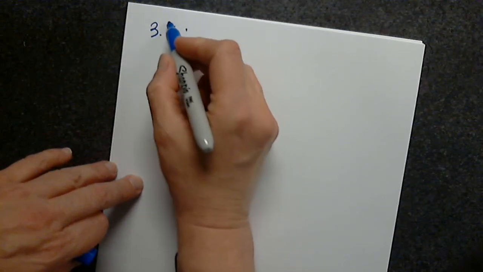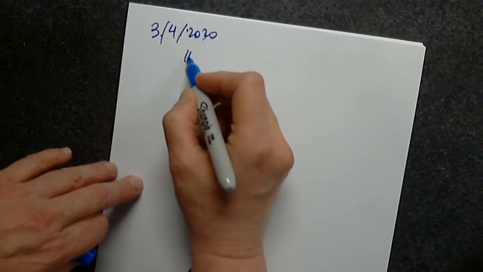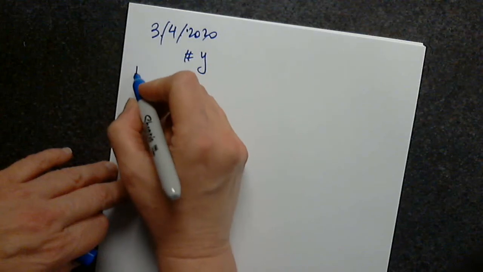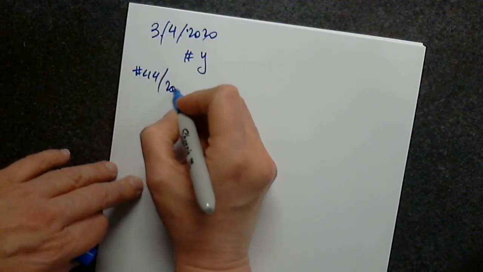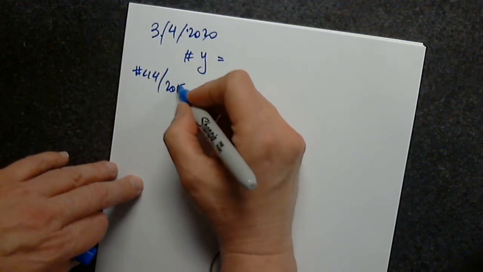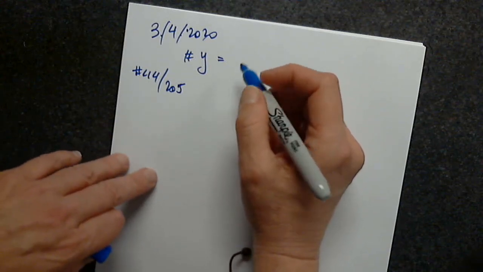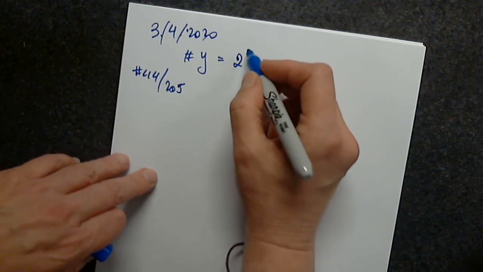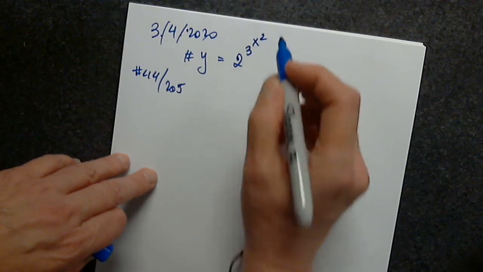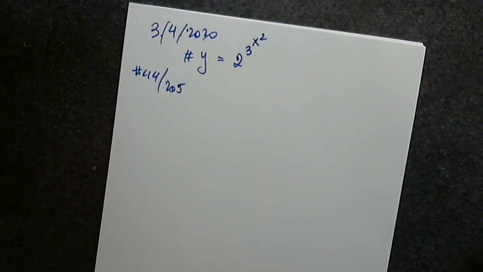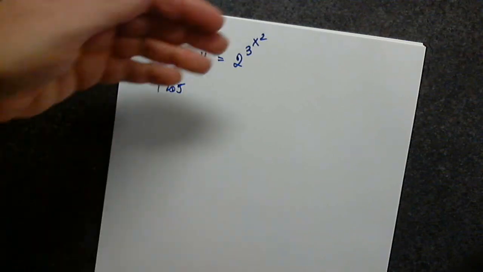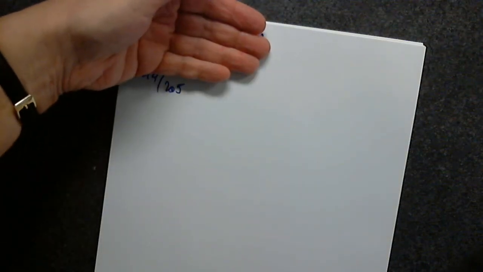Okay, so y is equal to 2 to the third. You said 44 on 205. Okay, y equals? No, I'm sorry. 2 to the third to the x to the second. Keep on going up. Very good. So in this instance, we haven't talked about this formula.